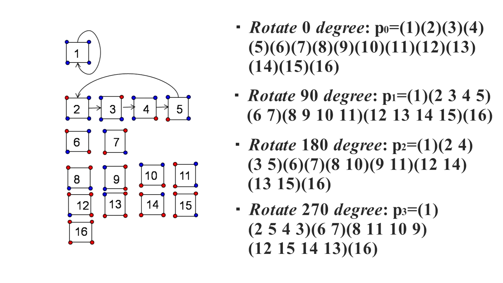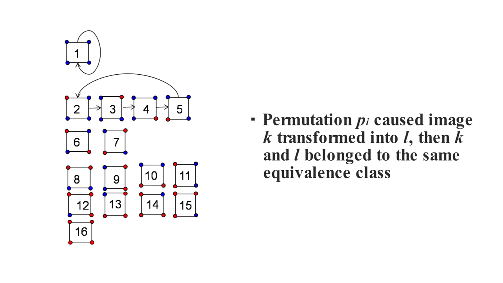Similarly, we can analyze the rotation of 270 degrees. We use P3 to represent it. It will have the corresponding permutation representation. Let's analyze all these kinds of permutations. We will realize what an equivalence class is. If any permutation can rotate an image into another image, then these two images belong to the same equivalence class.